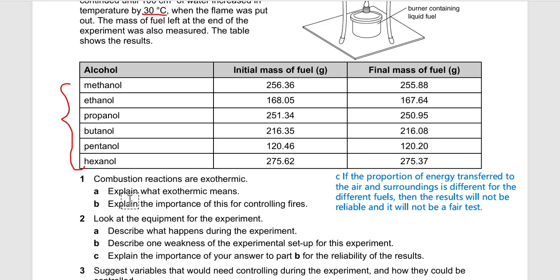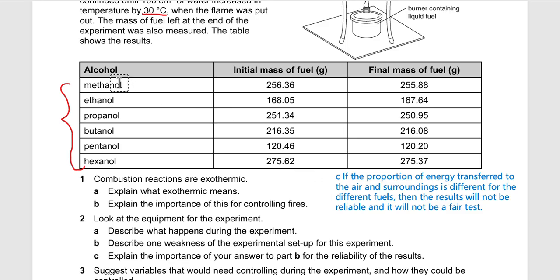Then for part C, explain the importance of your answer to part B for the reliability of the results. So for the results to be reliable, or for it to be a fair test, what is the importance of your answer in part B? You have to write an explanation there. So I have given an example here. If the proportion of energy transferred to the air and surroundings is different for the different fuels, then the results will not be reliable and it will not be a fair test.